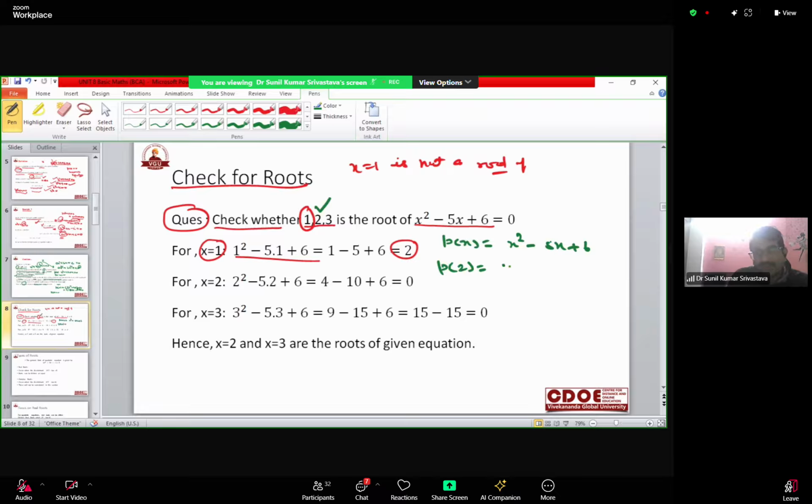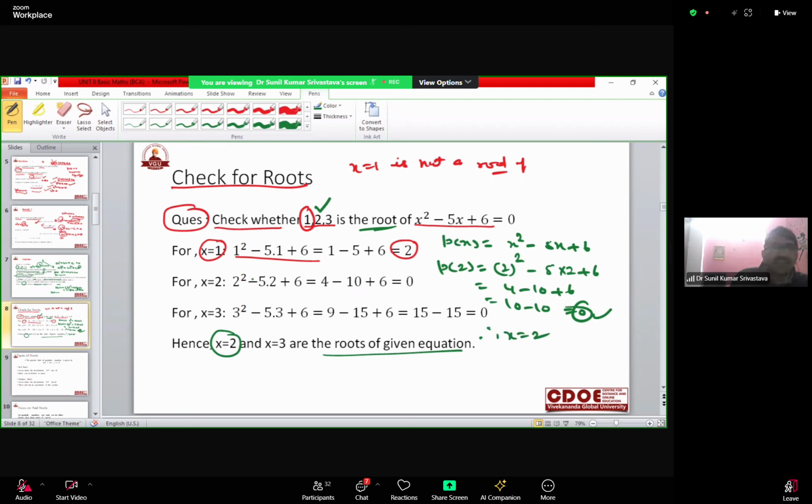What happened? 2 square minus 5 into 2 plus 6. So that is 4 minus 10 plus 6. So that is 10 minus 10, which is equal to 0. So putting x = 2, the value of this polynomial becomes equal to 0. So x = 2 is a root of this polynomial. So x = 2 is a root of the given equation.